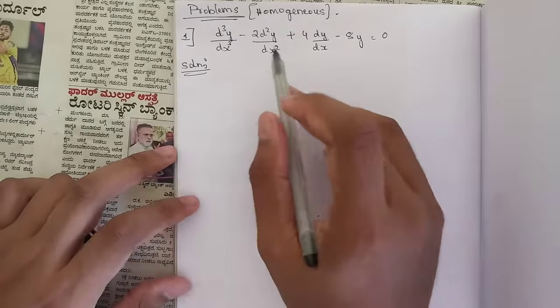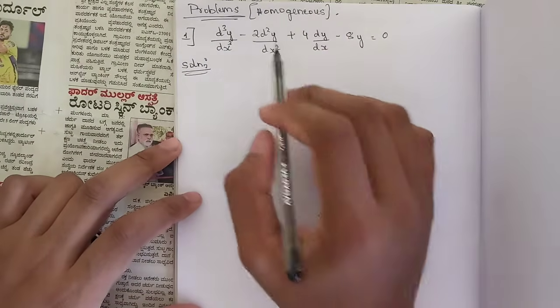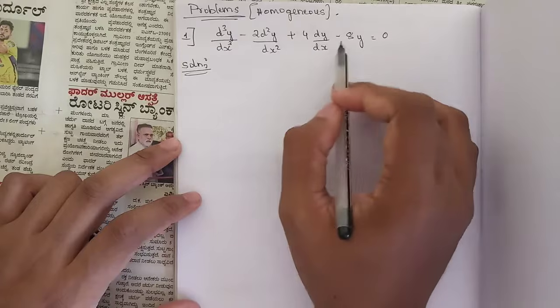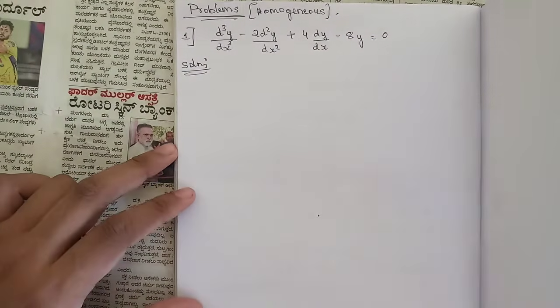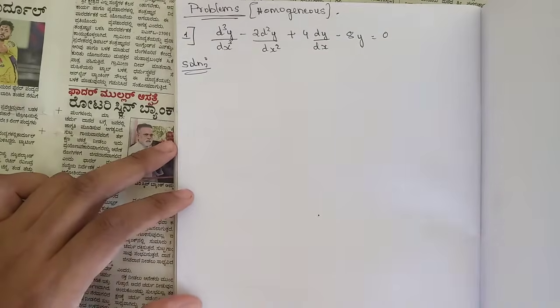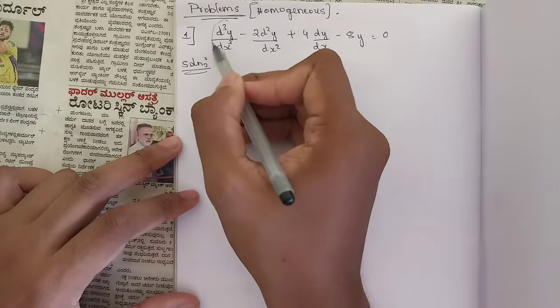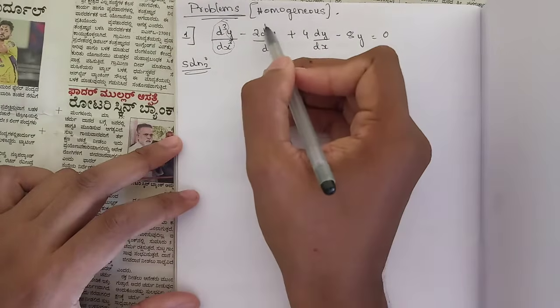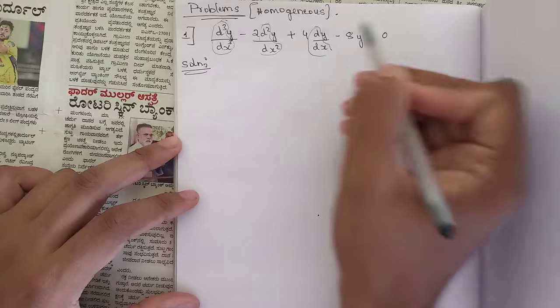So the given problem is d cube y by dx cube minus 2 into d square y by dx square plus 4 into dy by dx minus 8y equal to 0. For this we need to find the general solution. So the first step here is we can see that there are d cube, dx cube, d square, dx square, d and dx.